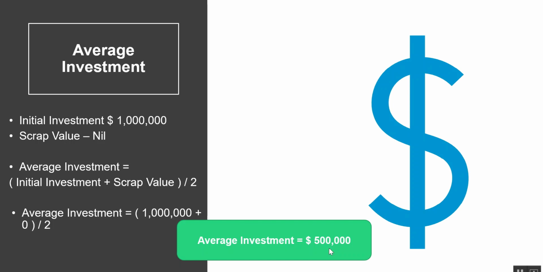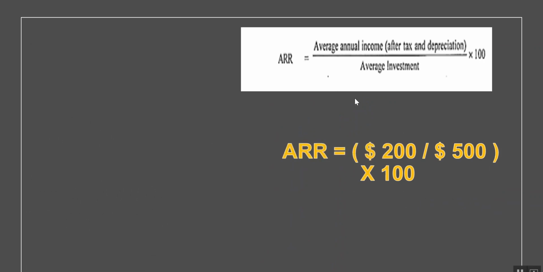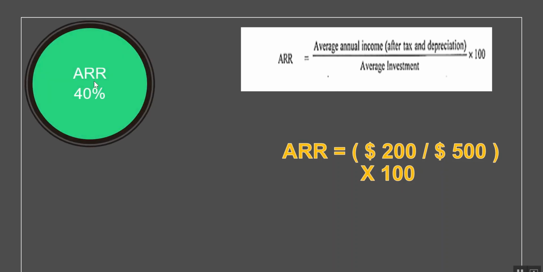Now we have identified both the average annual profit and average investment. Now let's identify the ARR. What is ARR? ARR is equal to average annual profit after depreciation, which we calculated as $200,000, and average investment was $500,000, times 100%. So that will give you ARR of 40%.